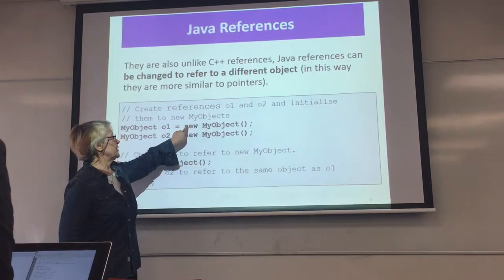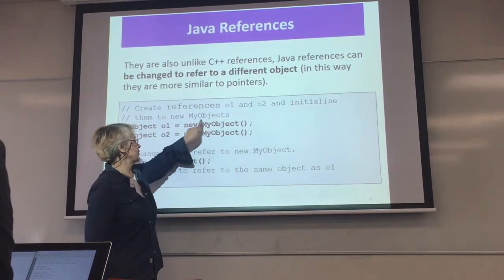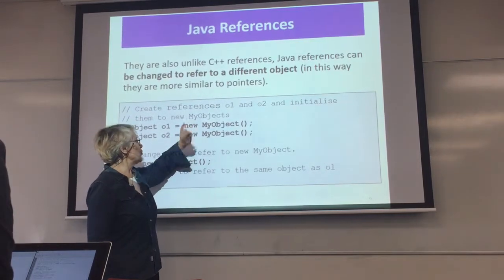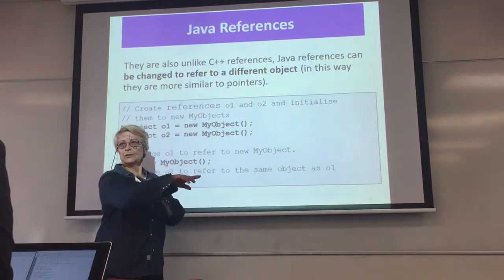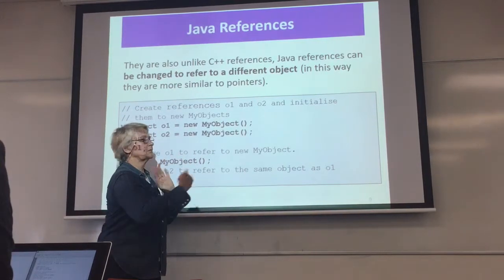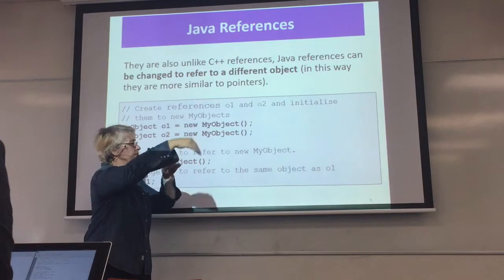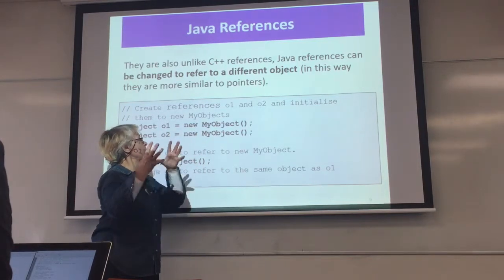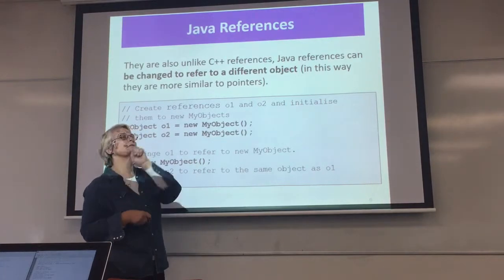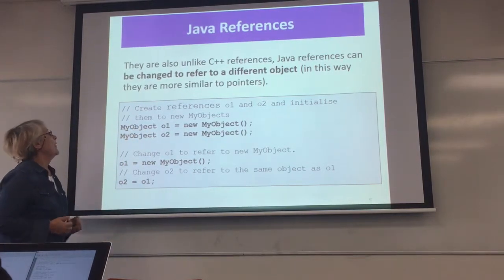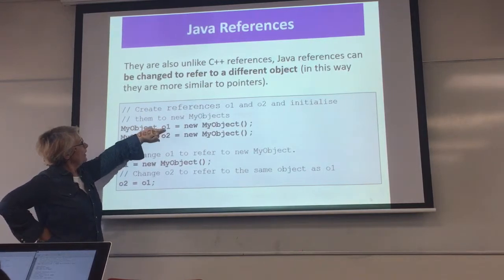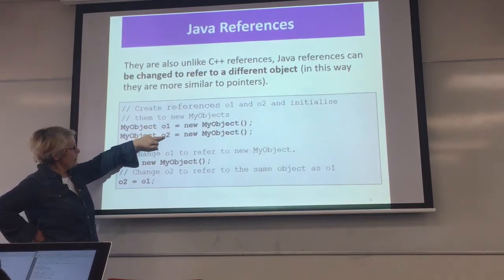The new operator returns a reference object, which is assigned to O1. So be aware, new in C++ returns the address of the pointer where you point to some type. But in Java, new returns what is called a reference. So, as you can see here, we have one reference, another reference.